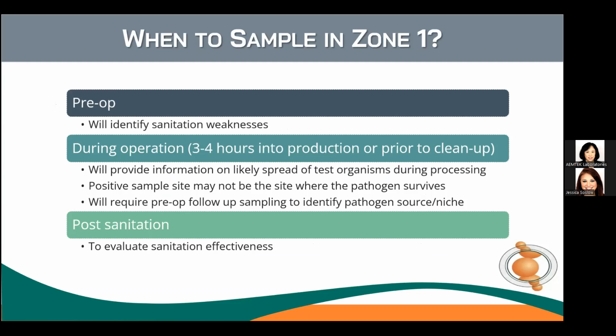Zone 1 testing during operation is recommended by FDA, particularly three to four hours into production or just prior to cleanup. This testing will give you great information on the spread of microorganisms or pathogens through your specific processing environment. A few important things to keep in mind, though: a positive sample might not be the harborage site for the pathogen, and any positive result will require follow-up actions. So it's important to plan ahead.